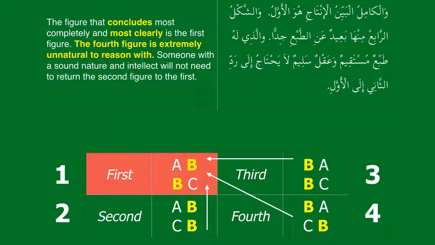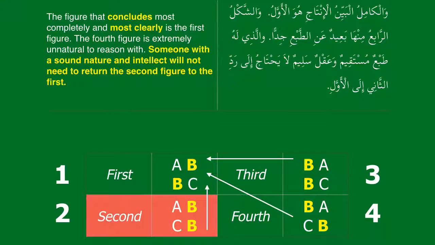That's why the scholars mention that in the Quran there are examples of arguments on the first figure, there are examples of arguments on the second figure, there are examples of arguments on the third figure, but there's no example of any argument on the fourth figure. He says the fourth figure is extremely unnatural to reason with. He says someone with a sound nature and intellect will not need to return the second figure to the first.